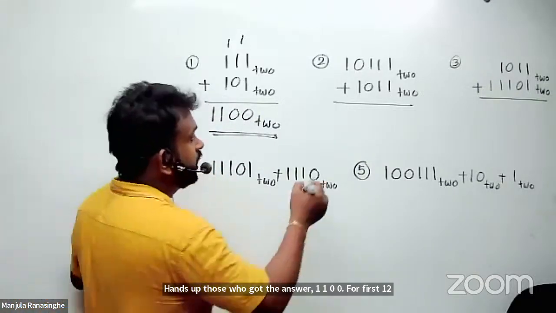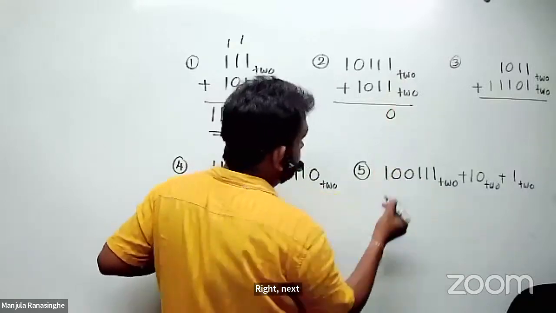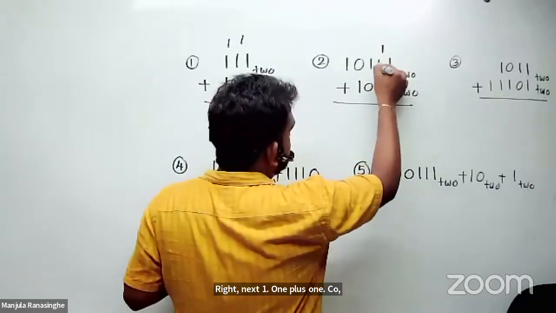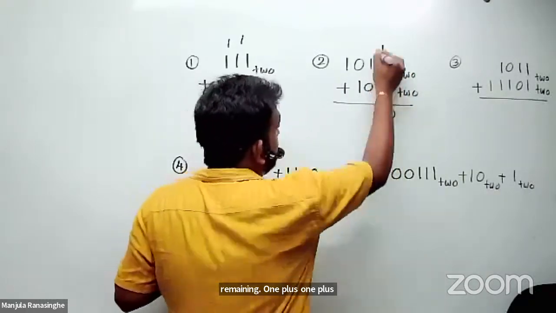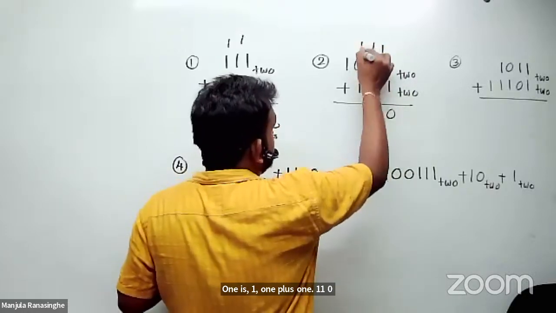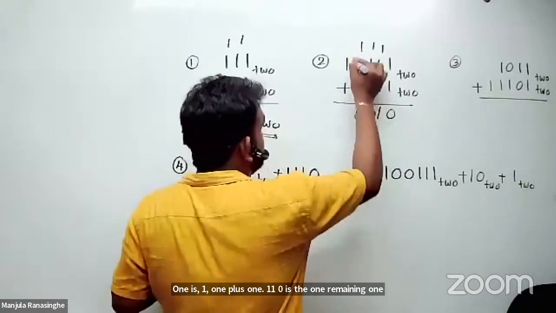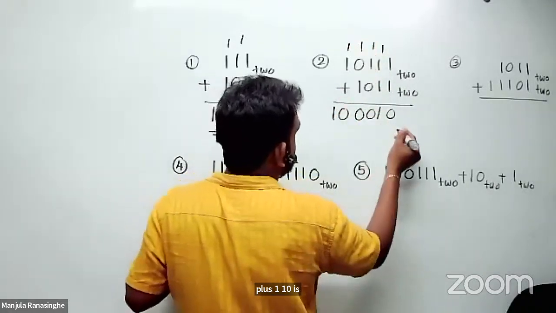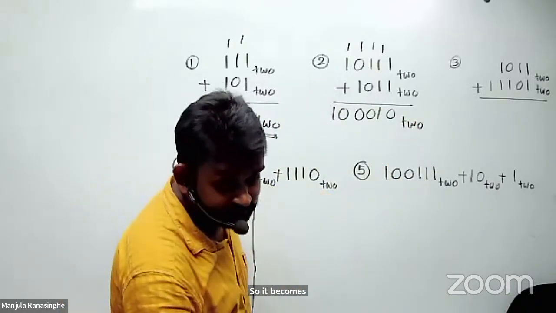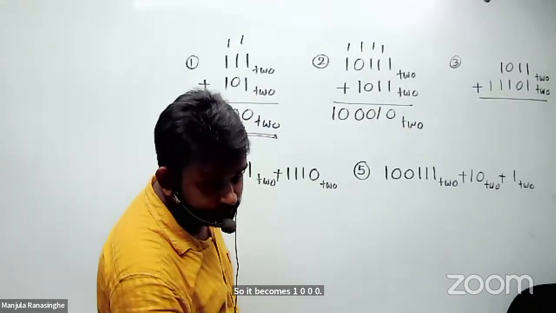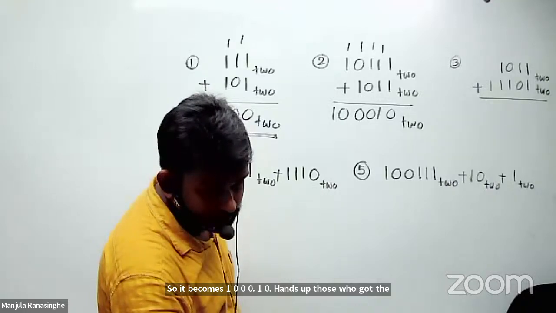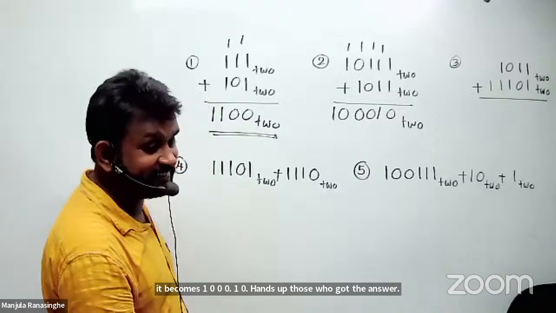Right. Next one. 1 plus 1 is 0, then 1 is remaining. 1 plus 1 plus 1 is 11, 1 is there, 1 is remaining. 1 plus 1 is 10, 0 is there, 1 remaining. 1 plus 1 is 10, 0 is there, 1 remaining. 1 plus 1 is 10. So it becomes 1, 0, 0, 0, 1, 0. Hands up those who got the answer. Right. Well done, Nehemiah. Great.